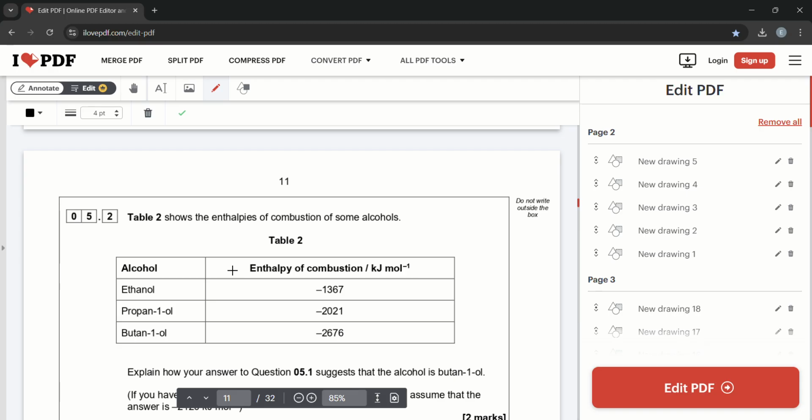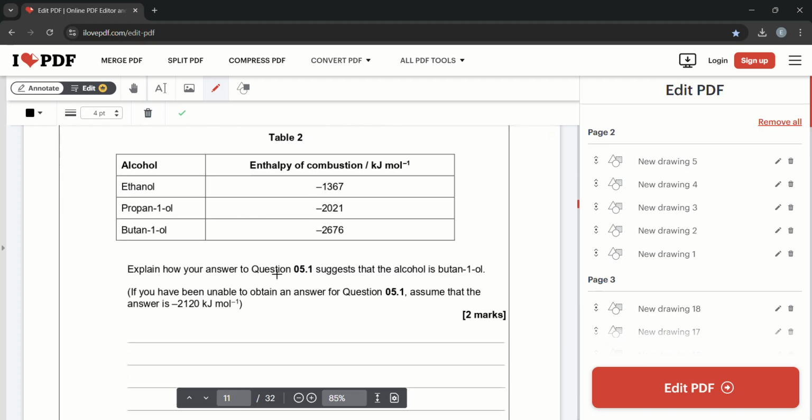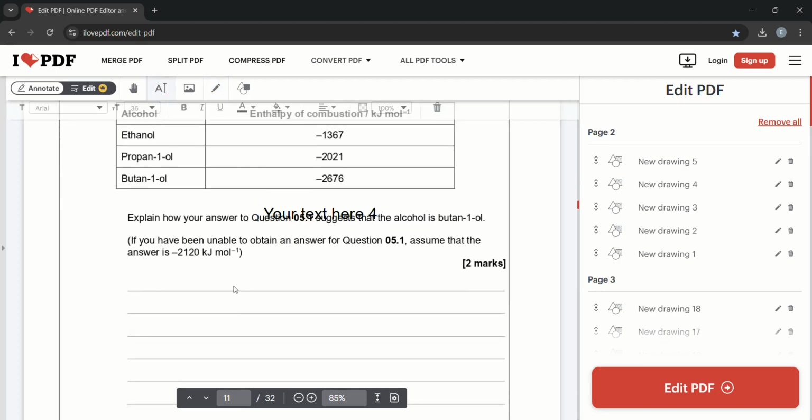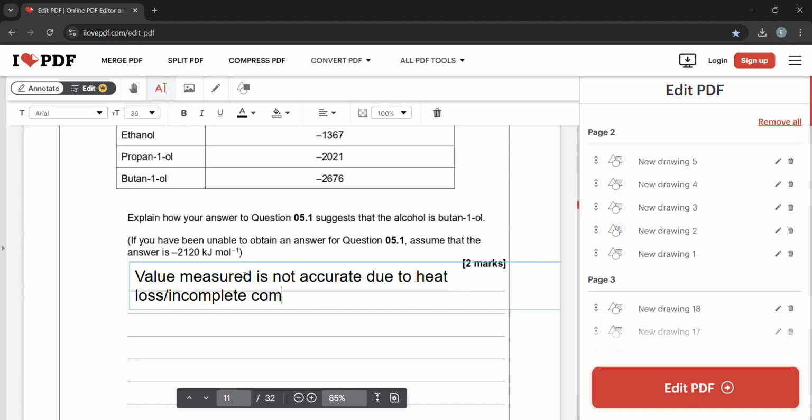And then 5.2: Table 2 shows the enthalpy of combustion of some alcohols. Explain how your answer to question 5.1 suggested that the alcohol is butanol. So first, we're going to talk about a classic statement. The value measured is not accurate due to, well, there are 3 main things that you could talk about, but we only need 1 point: heat loss, or incomplete combustion, or evaporation of alcohol.